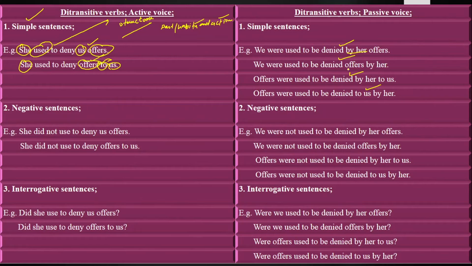Clear? So here "by her" is not called object, which most of the students call it. But keep in your mind it is not object, it is called agent. And what is agent? It tells us who does an action in a sentence.